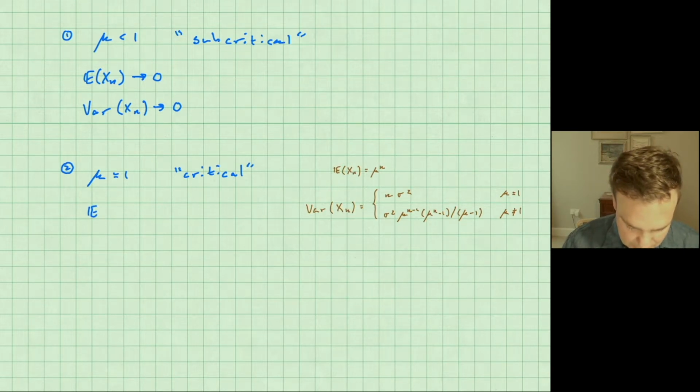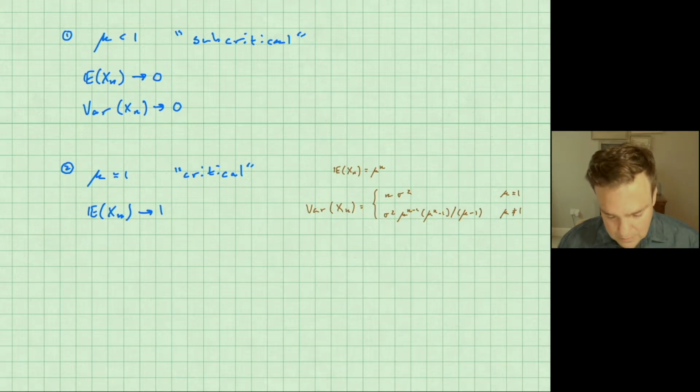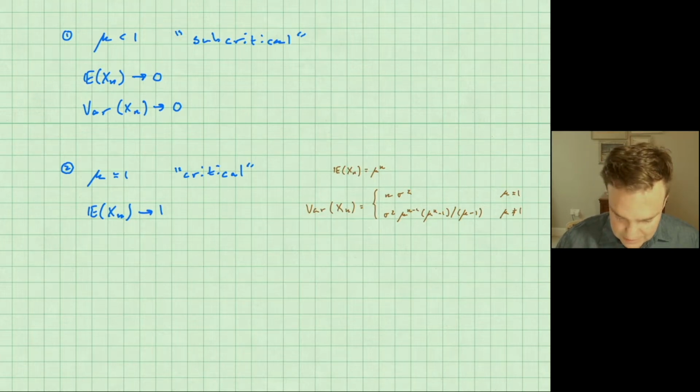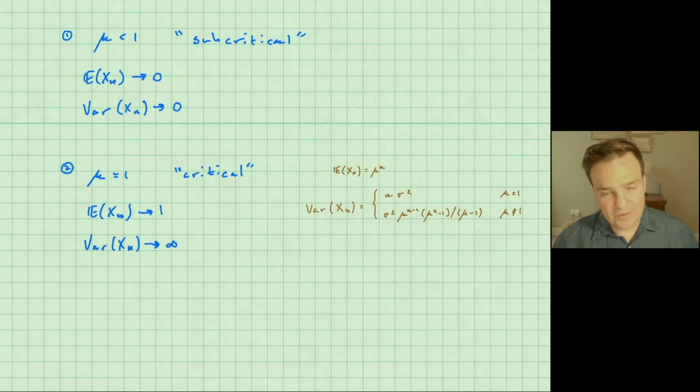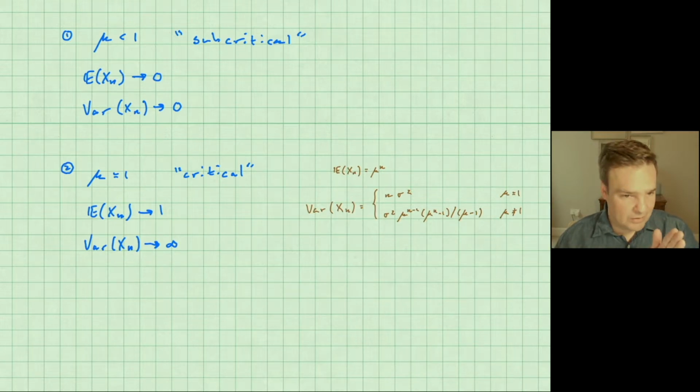So the expected size of the population at late times is 1, which is sort of interesting. It's always 1, the expected size. And the variance, so we just need this guy here, as n grows, is infinite. So that's a little bit of a curious result. If you think of this as having some distribution, the expected value is 1, but the spread of the distribution is infinite, so it's a bit of a weird scenario.